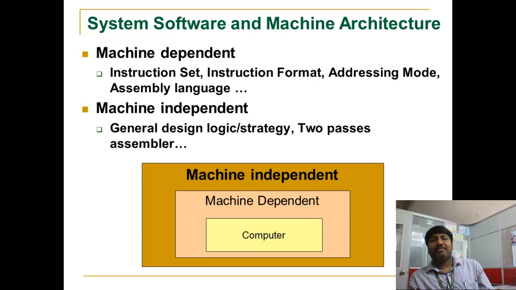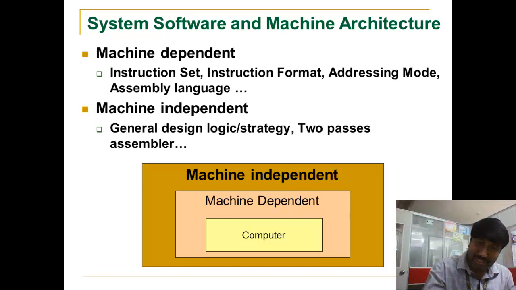Similarly we have machine independent. Machine independent means design logic, strategy, 2-pass assemblers. 2-pass means there will be pass 1 and pass 2: pass 1 of a 2-pass assembler, pass 2 of a 2-pass assembler. Like assemblers we also have 1-pass and 2-pass, and different things like loaders, linkers.